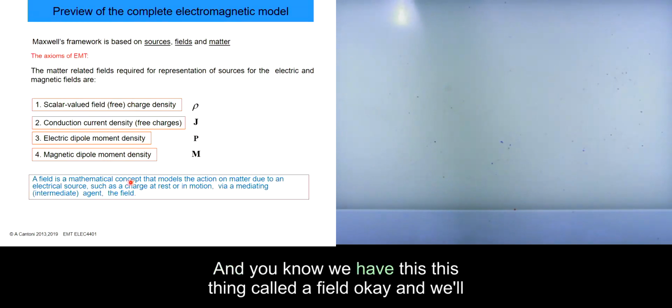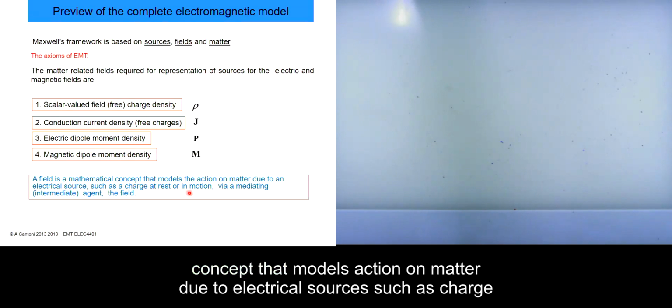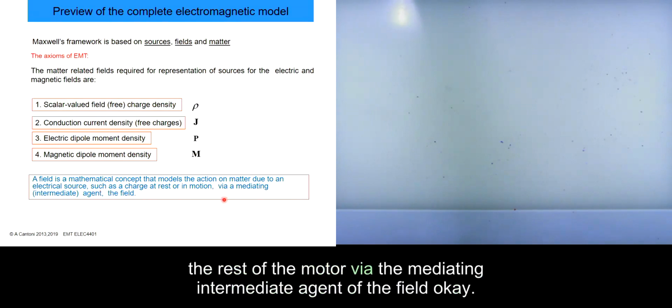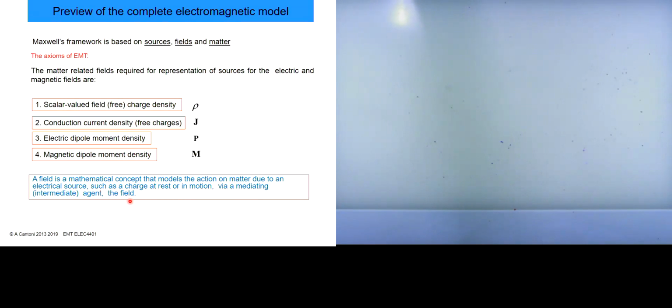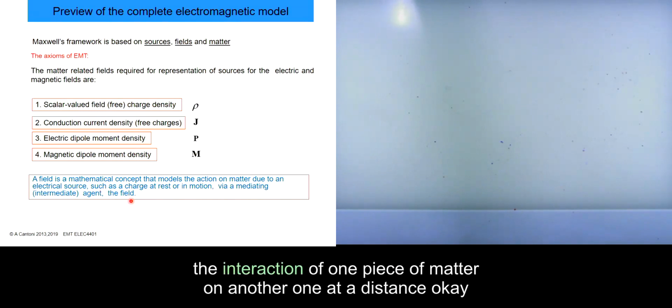And we have this thing called a field, and we'll introduce it again later. But in summary, a field is a mathematical concept that models action on matter due to a source such as charge or current via an intermediate agent, the field. So a field is something that you have in place to model the interaction of one piece of matter on another one at a distance. That's what it is.